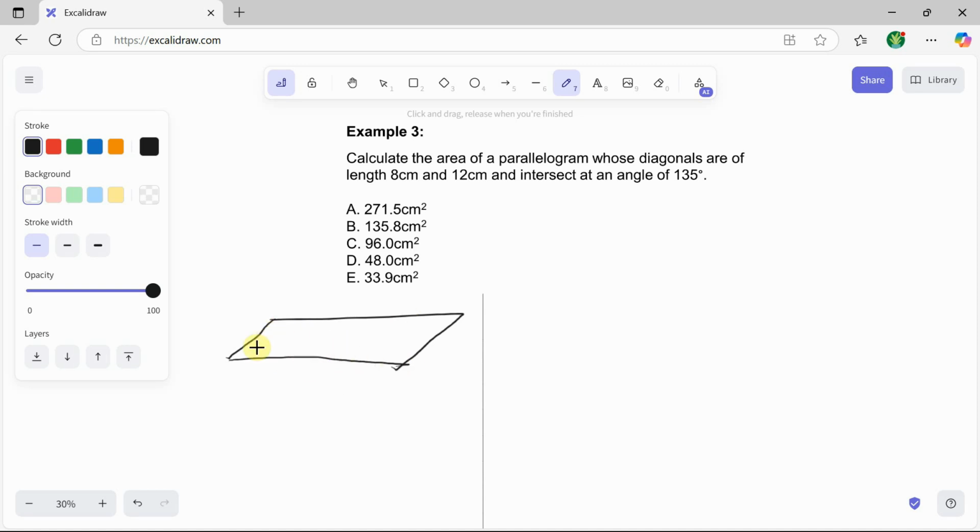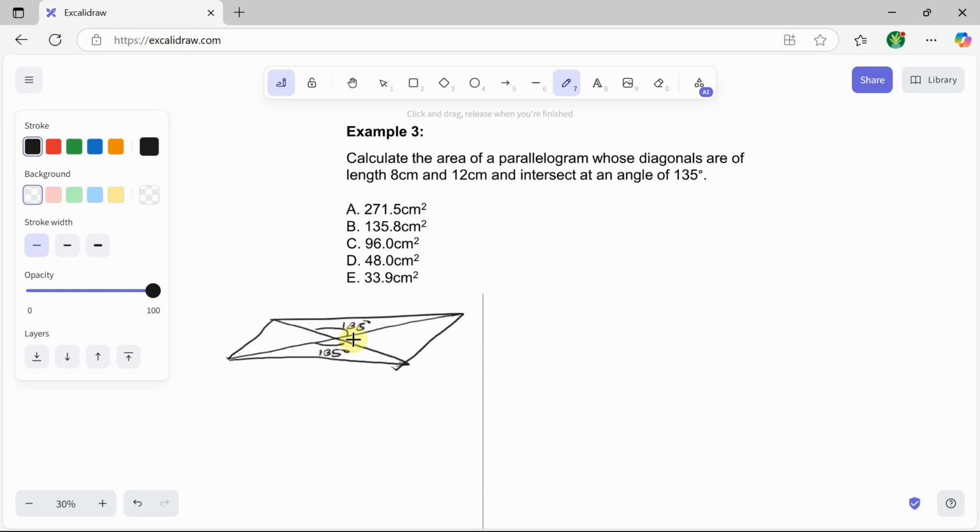Forgive my parallelogram, it is not fine, but this is one diagonal, and this is another diagonal. It now says that the angle they intersect at is 135 degrees. So this place here is 135 degrees because they intersect here and they also intersect here. These are the two places where they intersect. So the angle they make here is the same angle they make here.